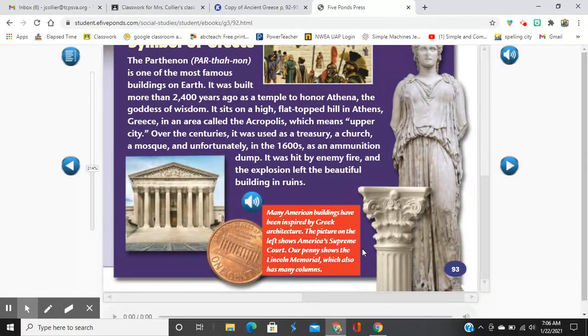Then we have a caption. It says, many American buildings have been inspired by Greek architecture. The picture on the left, this one, shows America's Supreme Court. Our penny shows the Lincoln Memorial, which also has columns. So the Supreme Court building has columns, the Lincoln Memorial has columns, and the columns came from Greek architecture.